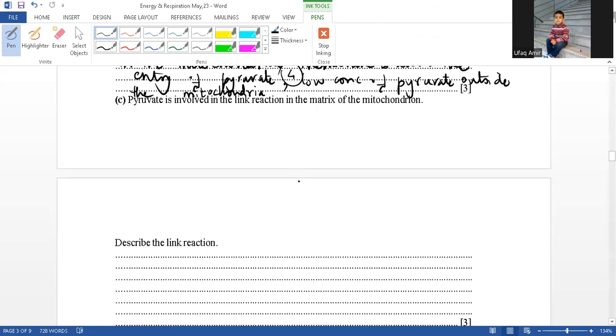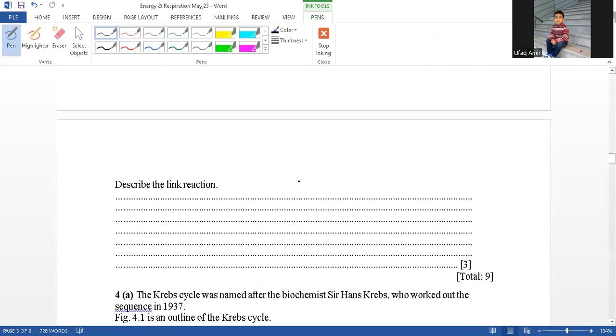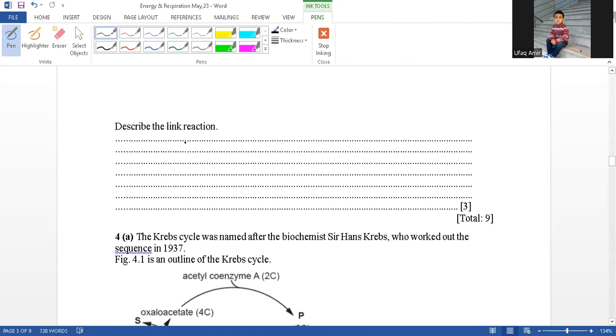Link reaction. So how is it involved in the link reaction? No, the question is describe the link reaction. Simply describe what is link reaction.